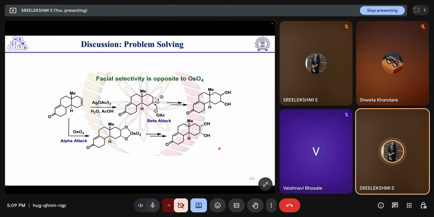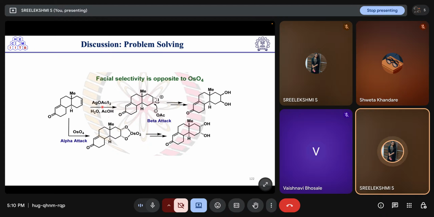So here another thing we have to know is that the facial selectivity of this Prevost reaction or Woodward reaction will be opposite to that of osmium tetroxide. We know that osmium tetroxide is also used for the same reaction, that is conversion of alkene into diol. Mostly it will be cis diol, but here we can see this compound. If we are using osmium tetroxide, we are getting this diol where both of these are alpha. But if we are using this Woodward condition, here also we are getting cis diol, but both of these are beta. That is because the facial selectivity is opposite to that of osmium tetroxide.